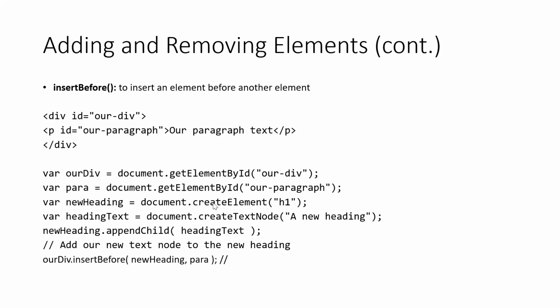And then let's say you are creating a new header. So createElement means you are creating a new header and we call it newHeading. And then you create a text node that is a heading and you append it to the heading, right? Then if you want to add this before the paragraph, because we have already identified this, we can say ourDiv.insertBefore. So basically the idea is that H1 we are going to insert before this paragraph.